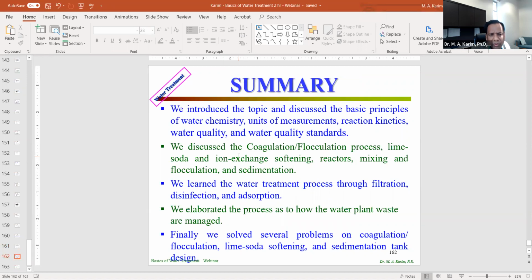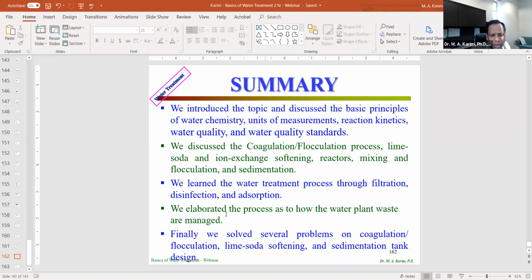I don't think we have enough time for those. These are the ones that I explained, what we did in here. I think it says we solved several problems on coagulation calculation, limestone, sedimentation tank design, right? As I mentioned before, we'd do a little bit of design. We did design sizing of at least 2 tanks in there.